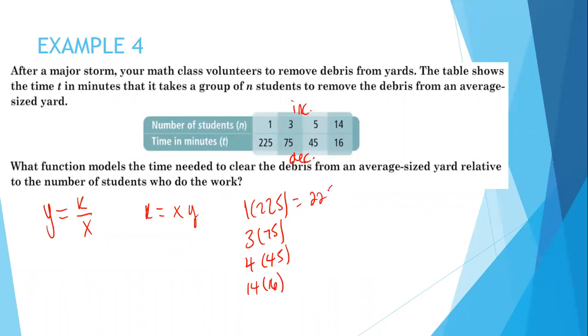This gives us 225, 225, 225, and 224. Now, this is a real world situation, so the fact that it's just slightly off is irrelevant. We can still take the average of this or use our common sense to know that our k value equals 225. Do we see that? So my function model would be y equals 225 divided by x.